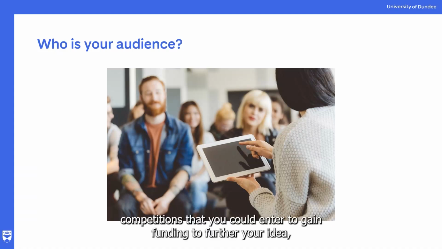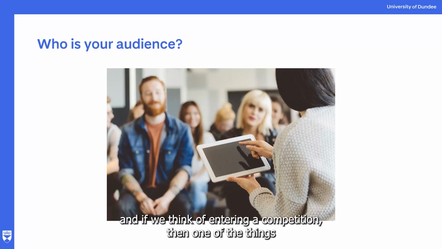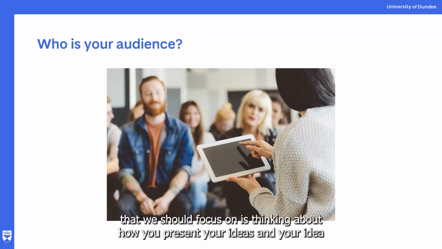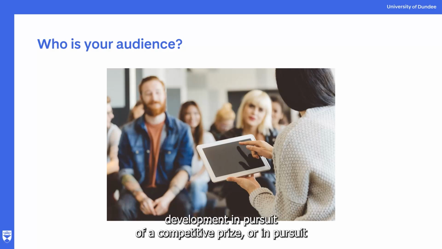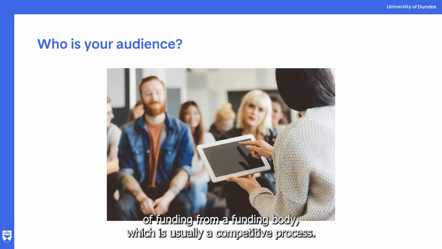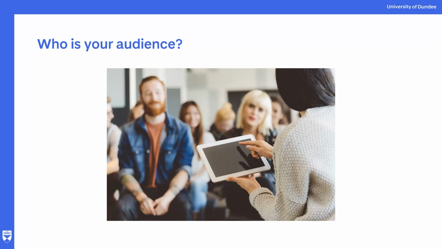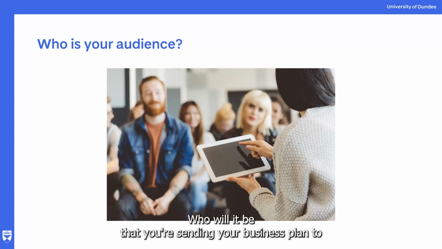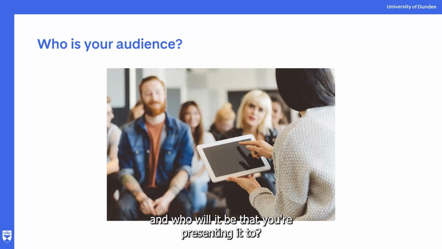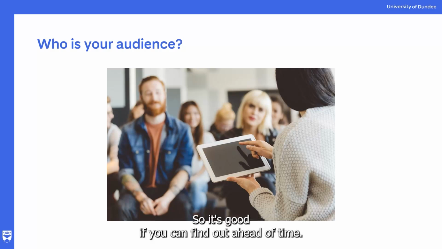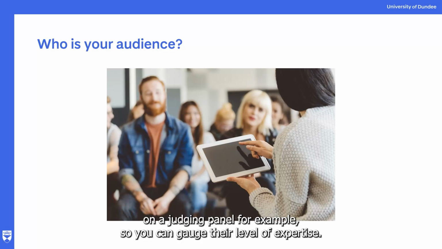There are many business competitions that you could enter to gain funding to further your idea, and if we think of entering a competition, then one of the things that we should focus on is thinking about how you present your ideas and your idea development in pursuit of a competitive prize or in pursuit of funding from a funding body, which is usually a competitive process. Then who is your audience? Who will it be that you're sending your business plan to, and who will it be that you're presenting it to? So it's good if you can find out ahead of time who is going to be on a judging panel, for example, so you can gauge their level of expertise.